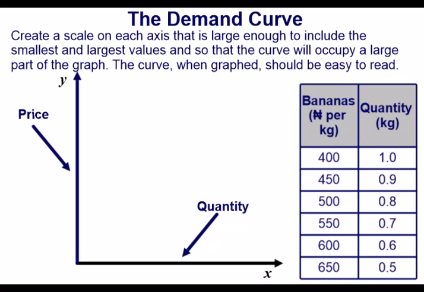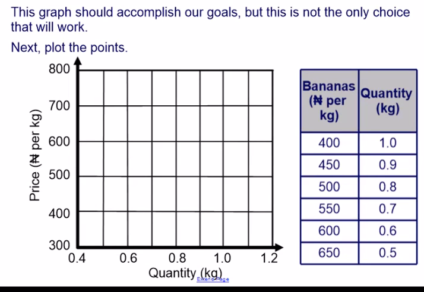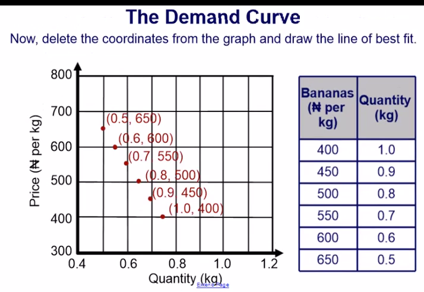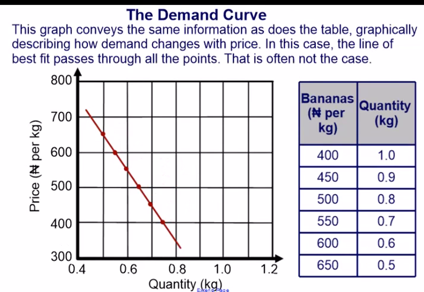The curve, when graphed, should be easy to read. This graph should accomplish our goals, but this is not the only choice that will work. Next, plot the points. Now, delete the coordinates from the graph and draw the line of best fit. This graph conveys the same information as does the table, graphically describing how demand changes with price. In this case, the line of best fit passes through all the points.